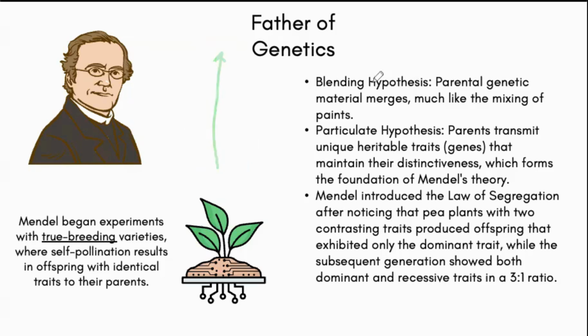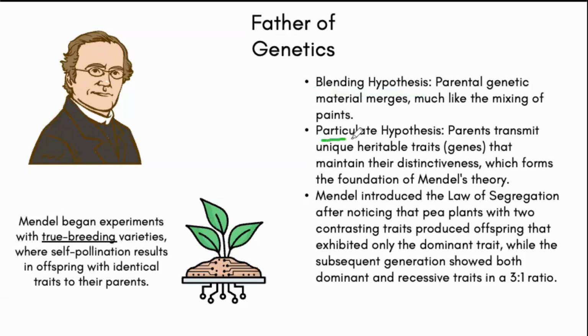Another example would be, if we have two different colors, they would sort of blend together to produce a whole new color. So that's why there was an analogy of paint. And that's the blending hypothesis, that the parental genetic material will merge together, both father and mother, and produce genetic variation that would be a blend of both materials.